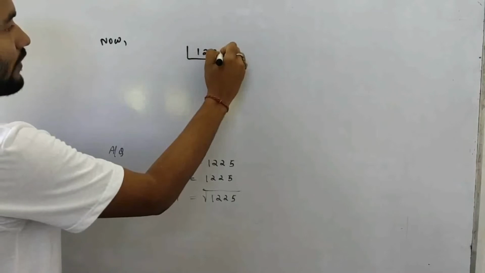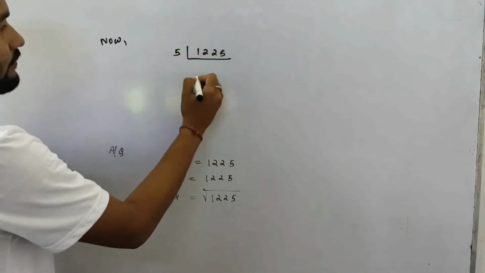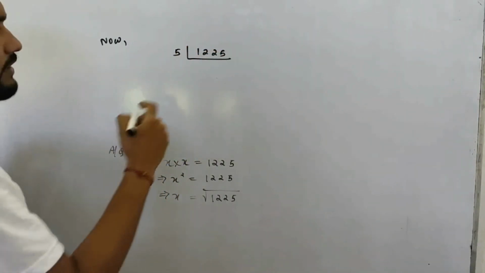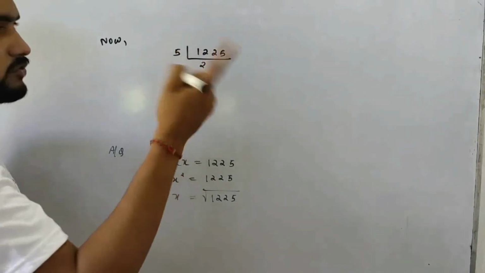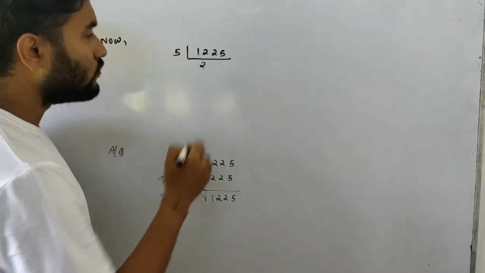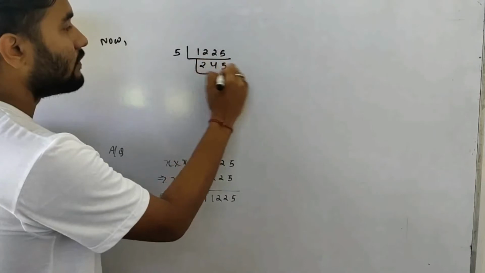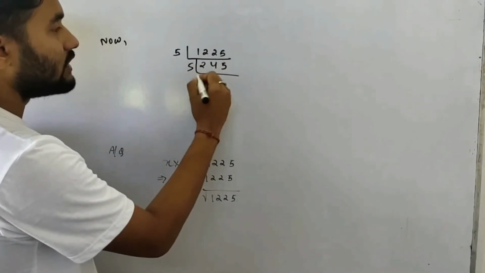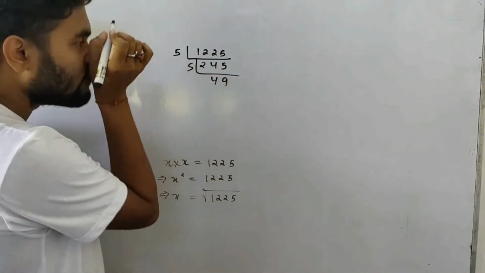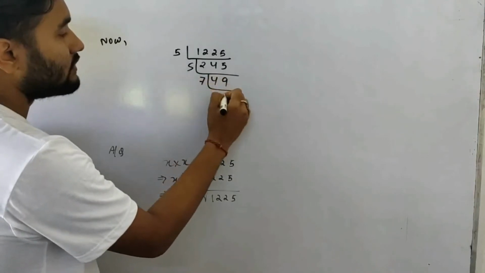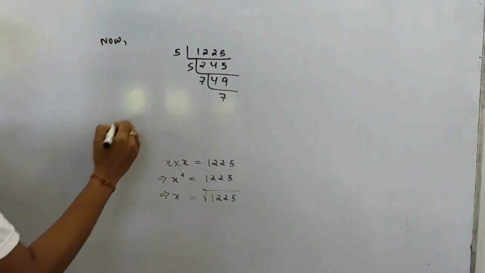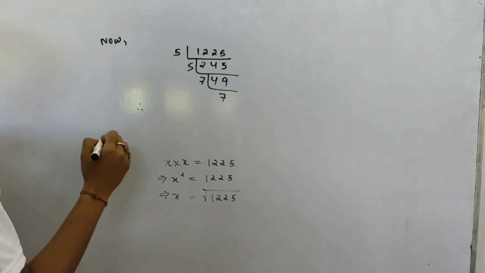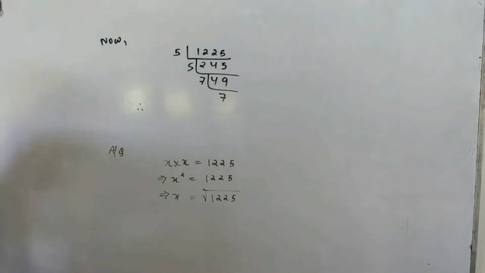1225, 5 by 5 is there, no? So let us divide by 5 only. 5 2s are 10, 12, 5 4s are 20, 5 5s are 25. Try to do fast. 5 9s are 45. Then 7 7s are 49. Isn't it? So now you got it.